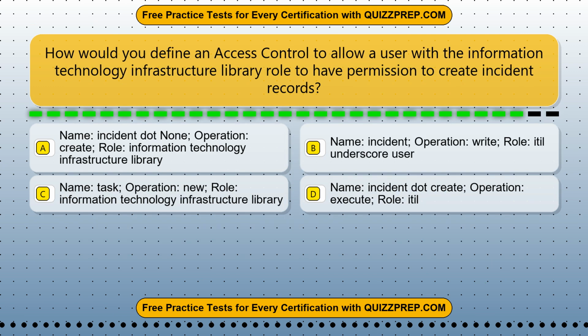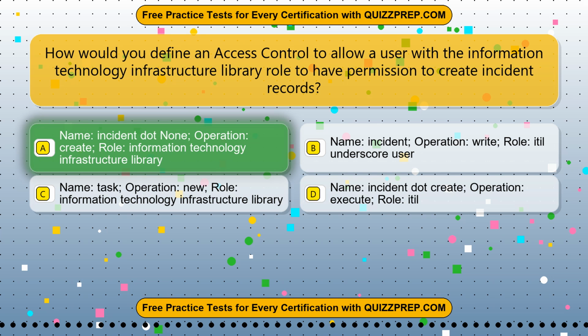Question 182. How would you define an access control to allow a user with the Information Technology Infrastructure Library role to have permission to create incident records? Option A, name, incident.none, operation, create, role, Information Technology Infrastructure Library. Option B, name, incident, operation, write, role, ITIL_user. Option C, name, task, operation, new, role, Information Technology Infrastructure Library. Option D, name, incident.create, operation, execute, role, ITIL.